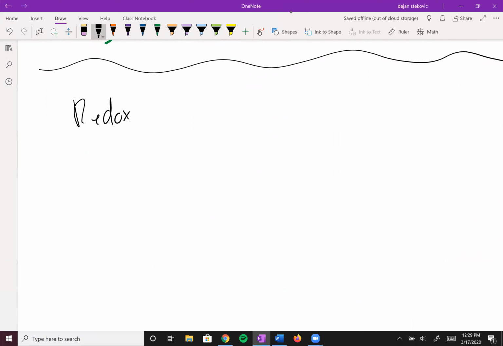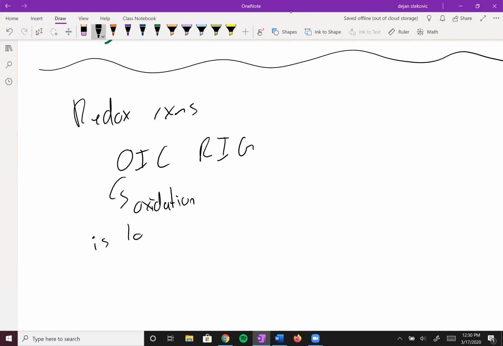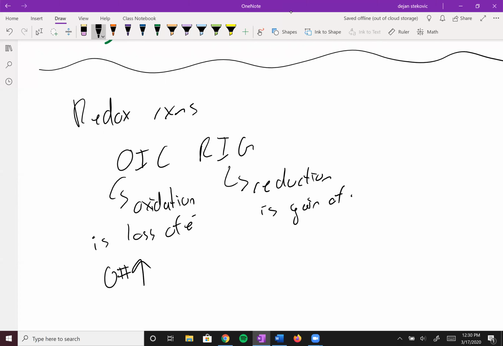So redox reactions, remember OIL RIG. Oxidation is loss of electrons. So in this case, the oxidation number is going to increase. Reduction is gain of electrons. So in this case, the oxidation number is going to decrease. That's because electrons are negative. So when you gain electrons, your oxidation number goes down. When you lose electrons, your oxidation number goes up.